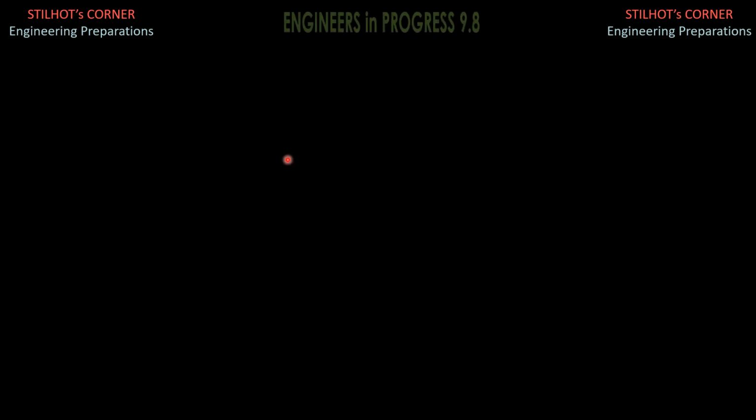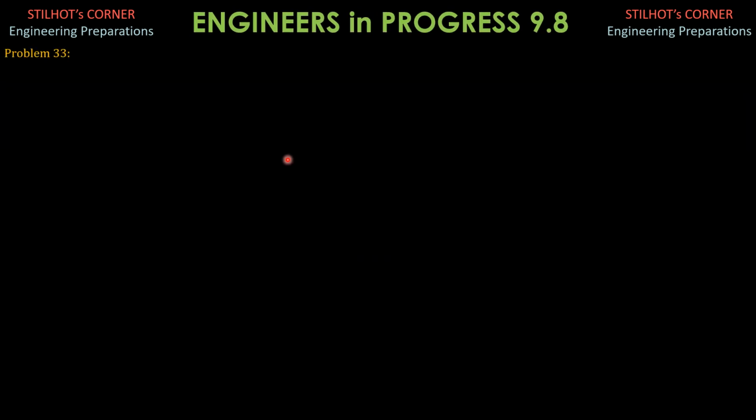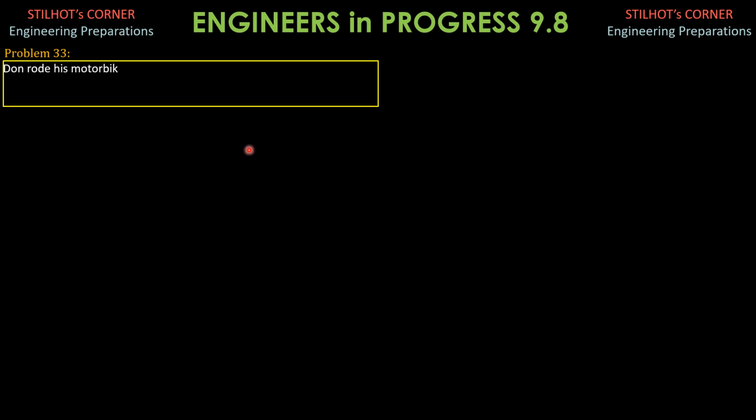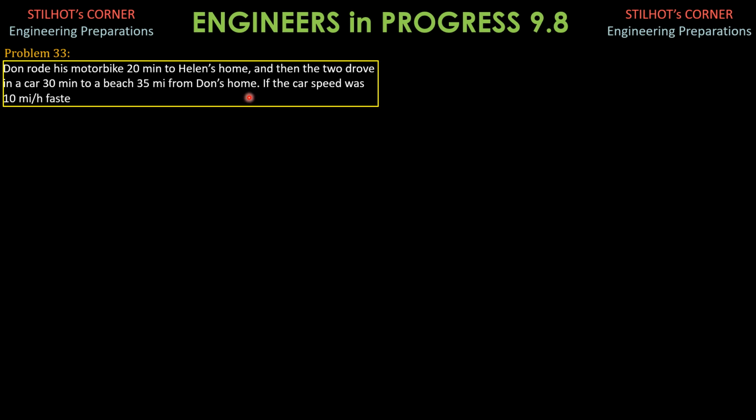Problem 33. Dawn rode his motorbike 20 minutes to Helen's home, and then the two drove in a car 30 minutes to a beach 35 miles from Dawn's home. If the car's speed was 10 miles per hour faster than that of the motorbike, how fast did the car travel?